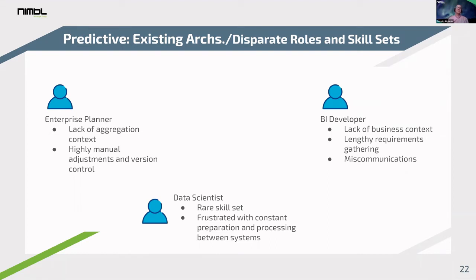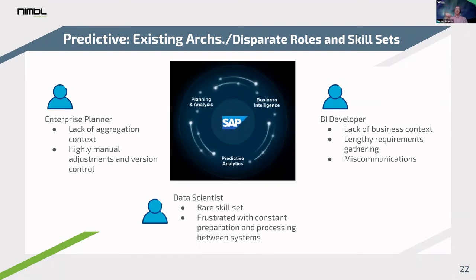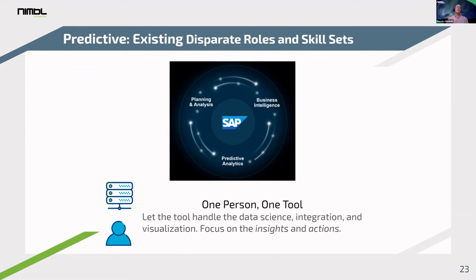It's important when you start looking at a closed loop ecosystem where you can do planning, BI, and predictive all in one place. With SAC, really you have that one person, one tool. So the tool does the data science, the tool does the data integration, the tool does the visualization, and the user is both a consumer of the data. So they're planning, they're predicting, and they're analyzing at the same time.